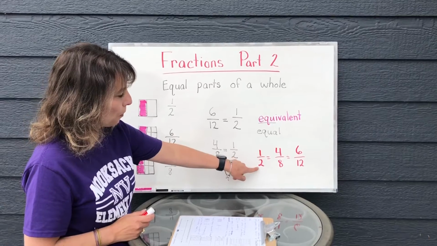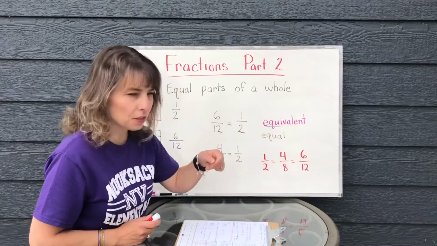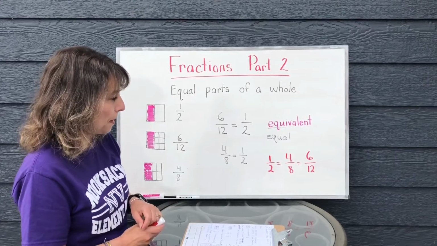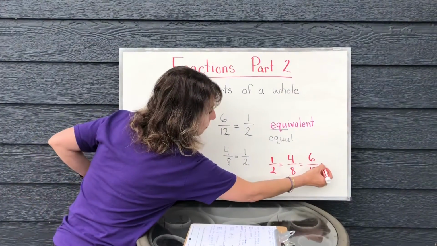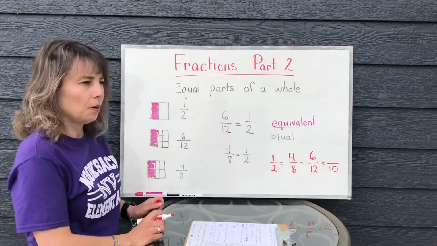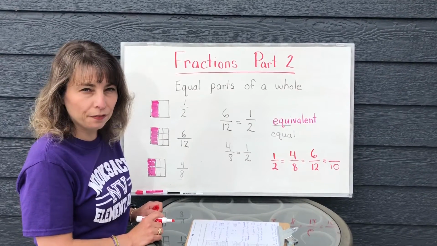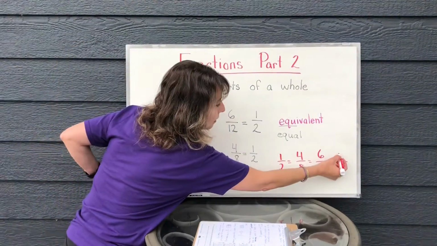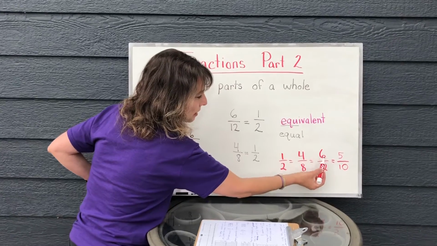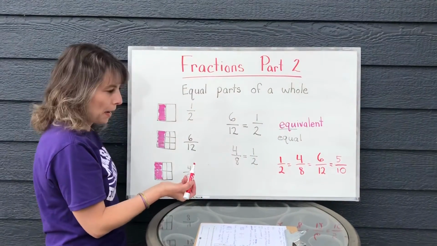So over here I wrote our 1/2. It is equal to 4/8. And it's also equal to 6/12. So I'm wondering if there's any others that are equal to half. What about if I did 10 on the bottom? That would be tenths. What would be the numerator? You remember that's the top number for our fraction that would equal half. It would be a 5, because 5 is half of 10. 6 is half of 12, 4 is half of 8, and 1 is half of 2. I'm starting to see a pattern here.